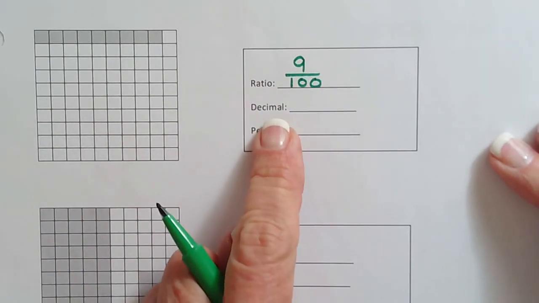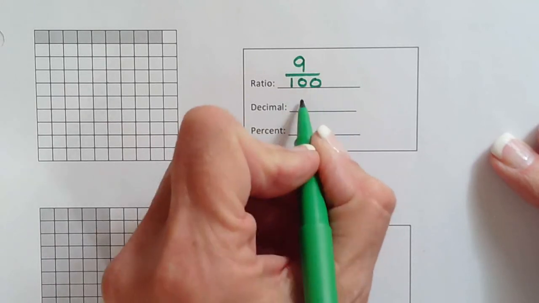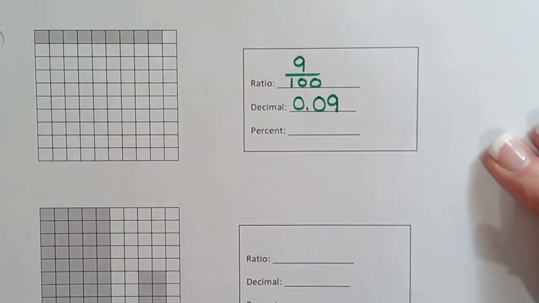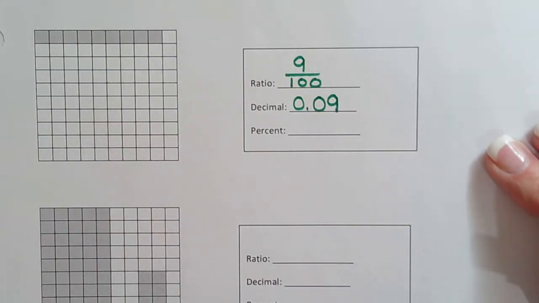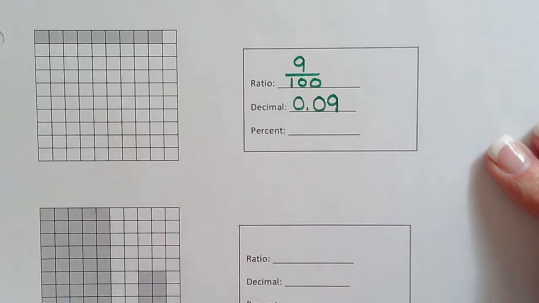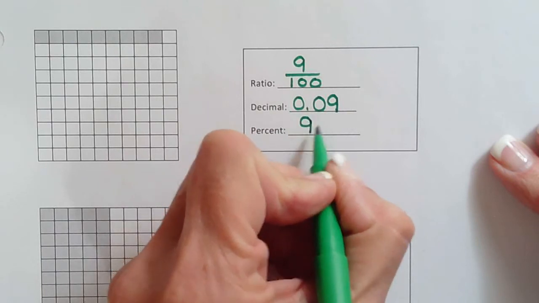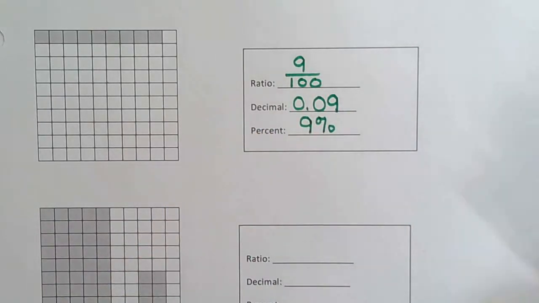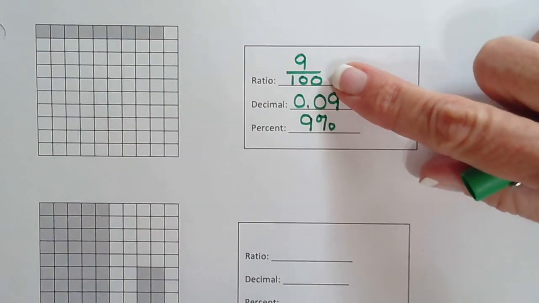So as a decimal, we know the decimal has to have two decimal places. So the 9 has to be at the end. So that means we need to add a 0. Remember, don't write 90. That would be 90 hundredths. So it has to have two decimal places. So 0.09. And as a percent, 9 out of 100. Oh, hopefully nobody gets that grade. That would be 9%.